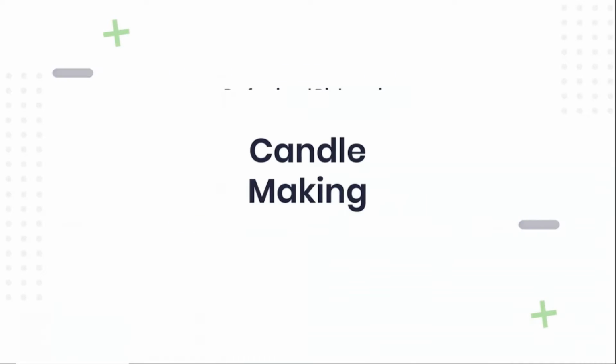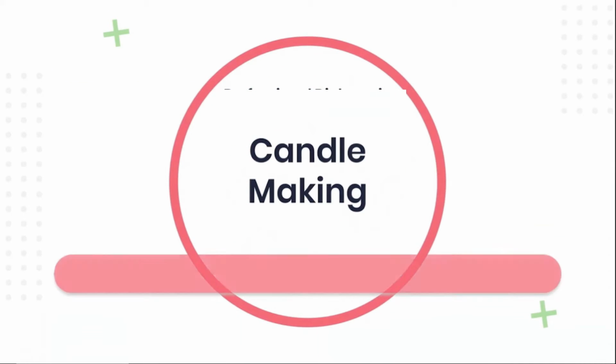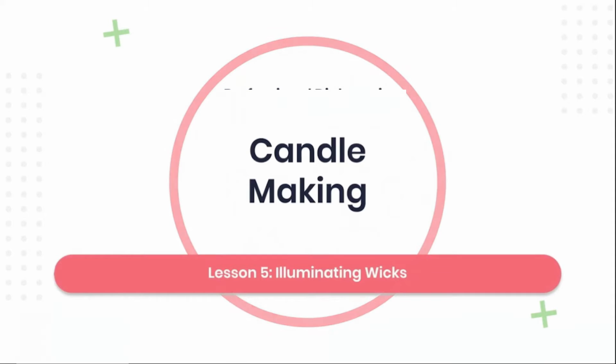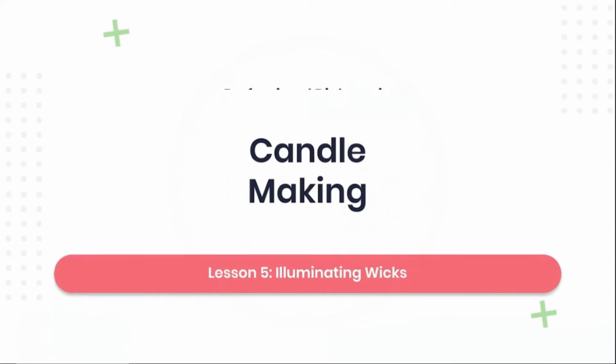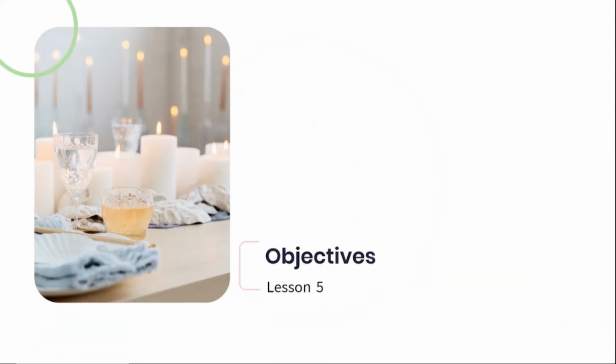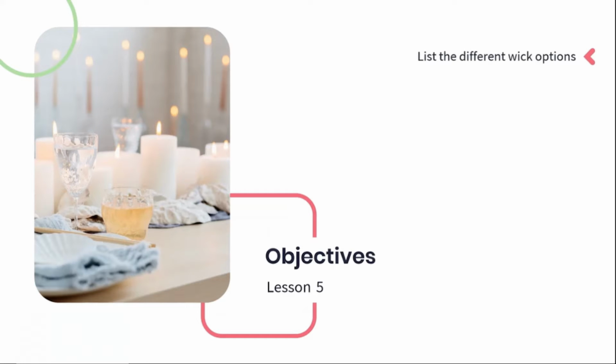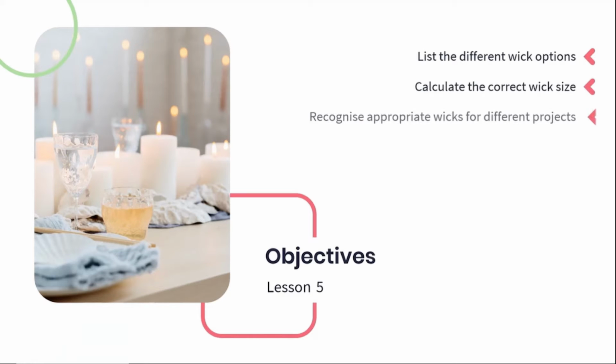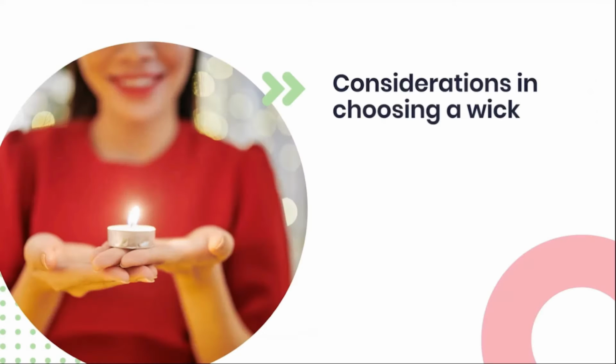Welcome to your professional diploma in candle making and lesson 5 of the first module of this course, Illuminating Wicks. During this lesson, we are going to be discussing the following objectives: listing the different wick options, calculating the correct wick size, and recognizing the appropriate wicks for different projects.